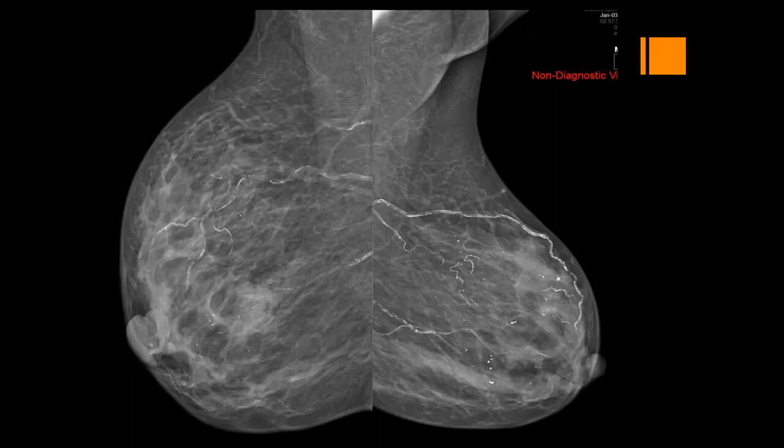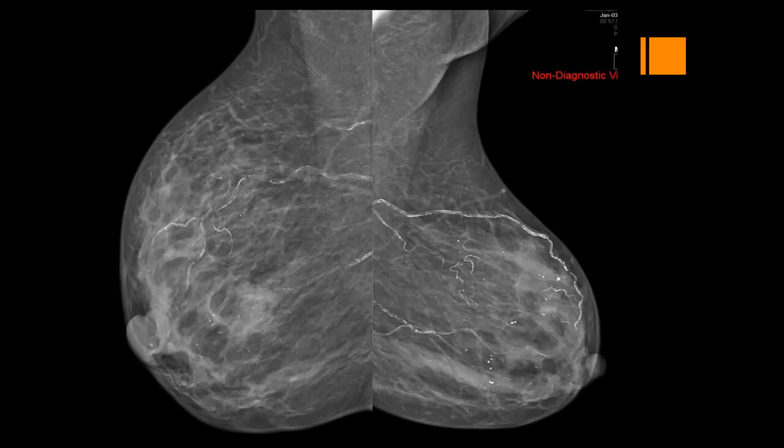BI-RADS 2. It shows tram-like vascular calcification. And it showed breast edema. And as you mentioned in her history, she suffered from heart failure and renal failure, so fluid overload. So all these findings are benign findings. Okay. Excellent. Well done. Does anyone have another opinion?